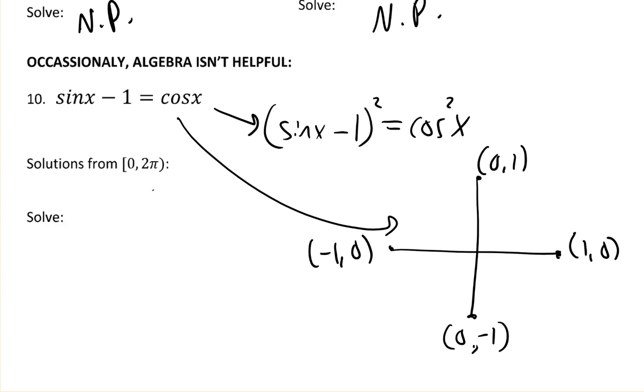Sine's the y value, cosine's the x value. If I subtract 1 from the y value, does it give me the x value? If I subtract 1 from the y value, does it give me the x value? Subtract 1 from y, does it give me x? To me, that's a whole lot easier, just thinking about which ones make sense. And again, I only had to test those 4 because those are the only 4 places that are spaced out by 1.